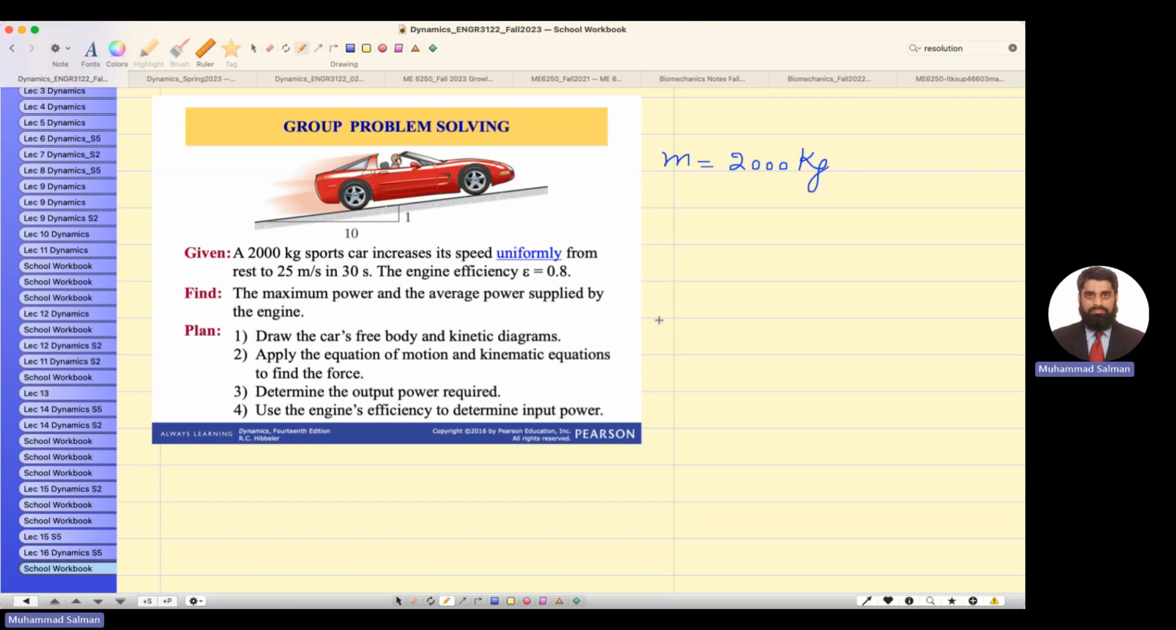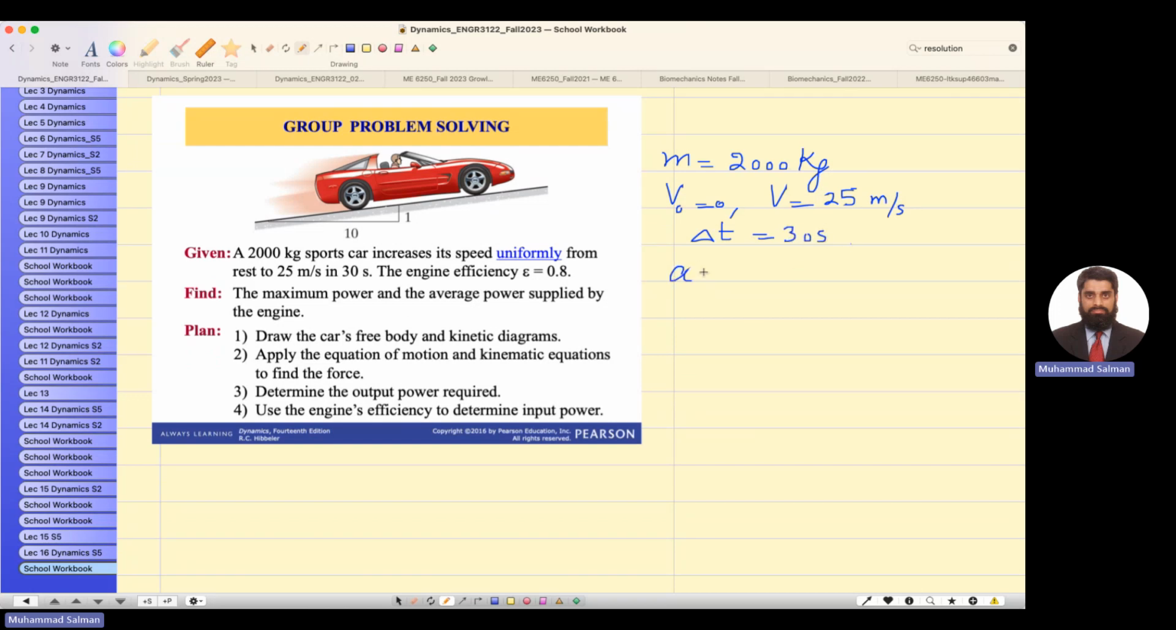Oh, wait. A car increases its speed uniformly from rest. Initial speed is 0 and final speed is 25. Oh, sorry. Yes, it is 25 meters per second, and the time duration is 30 seconds.